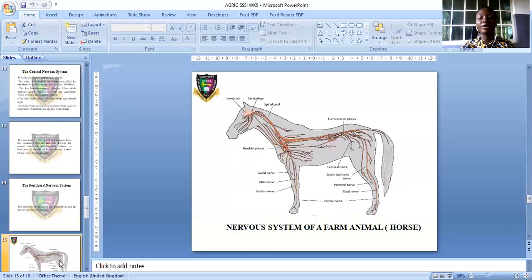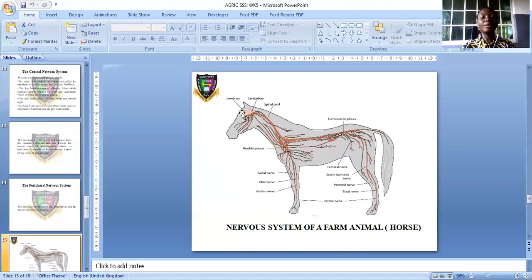Now, this is the diagram of the nervous system of a farm animal and us. You can see this is the brain here, and the brain consists of the cerebrum and the cerebellum. The cerebellum can be found in the hindbrain and is the part of the brain that helps in all physical activities, that is the voluntary actions in farm animals. And this is the cerebrum here.